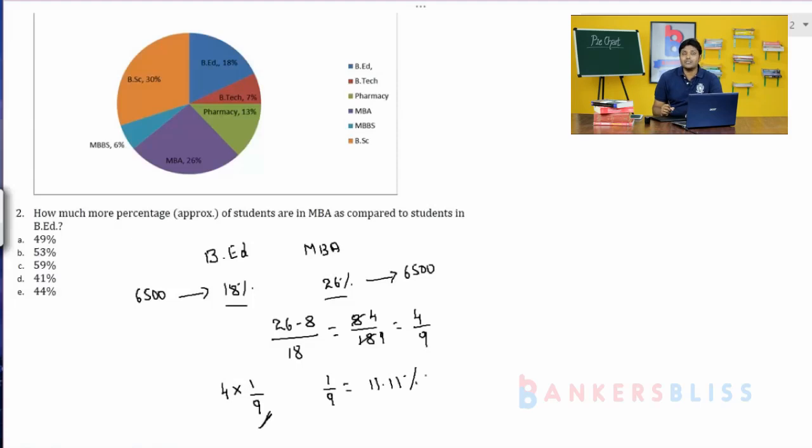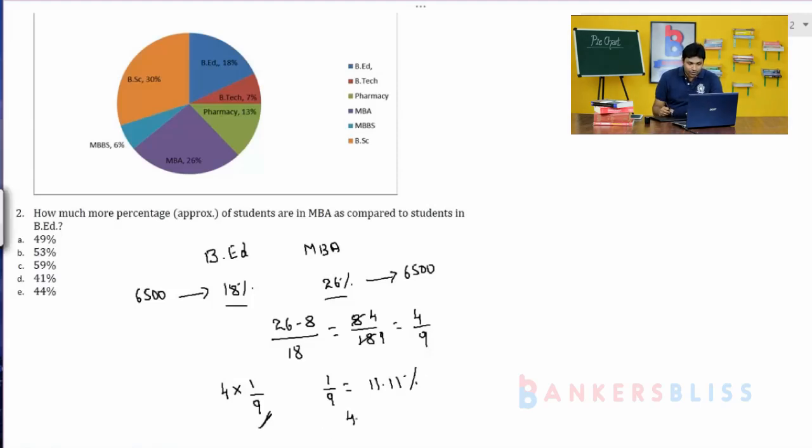Whenever people ask you, you should be able to quickly tell the value of the fractions. 1 by 9 is 11.11 percent, 1 by 10 is 10 percent, 1 by 11 is 9.09 percent, 1 by 6 is 16.66 percent. You should be able to tell the values quickly. Then only can you solve problems easily. Otherwise you take too much time. So 1 by 9 is equal to 11.11 percent.